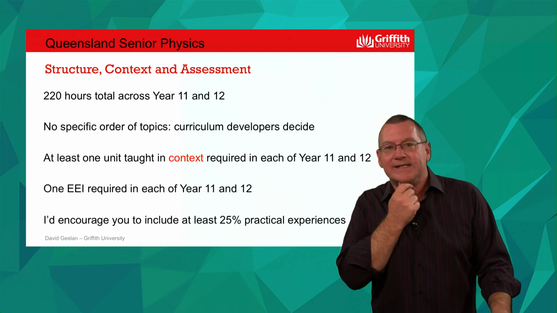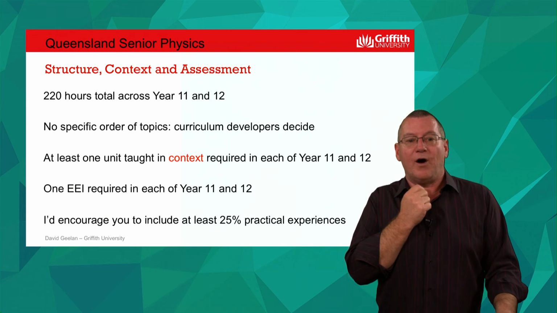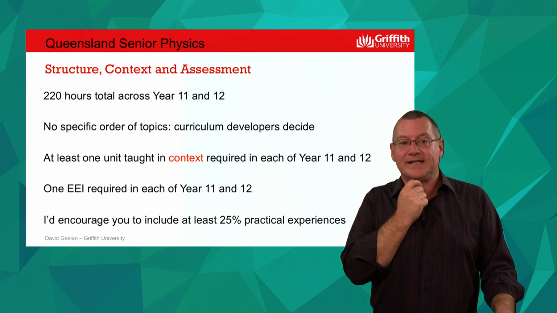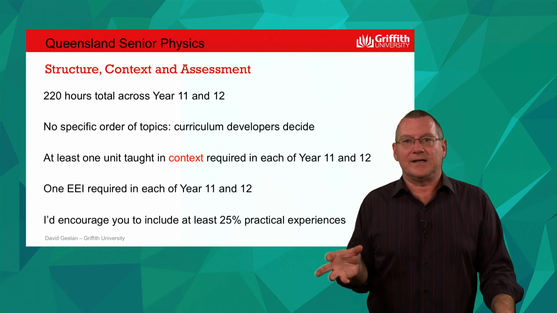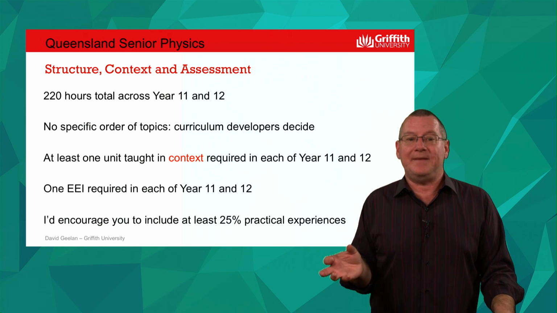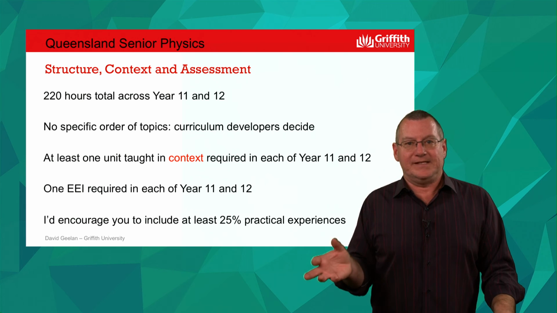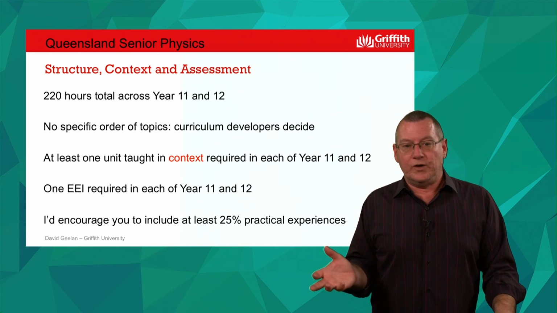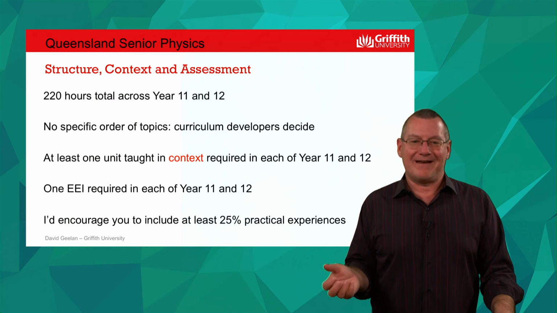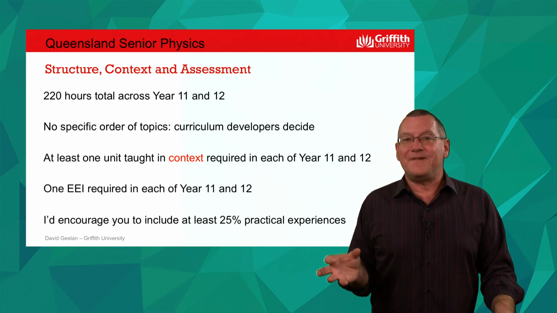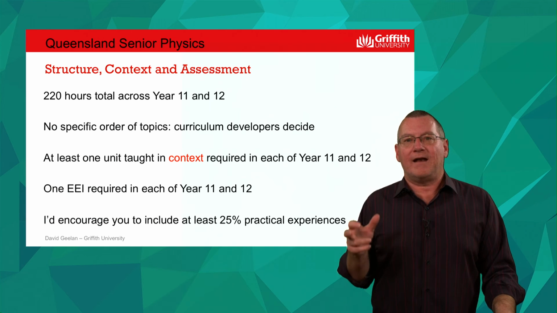So students in Queensland are required to do 220 hours of learning in physics across year 11 and 12, and that's the same for the other senior courses. I already mentioned that you get to decide the order as a teacher or a teacher team rather than the syllabus deciding it. 1 unit in context in each of year 11 and 12, 1 EI in year 11 and 12. So just emphasising that.